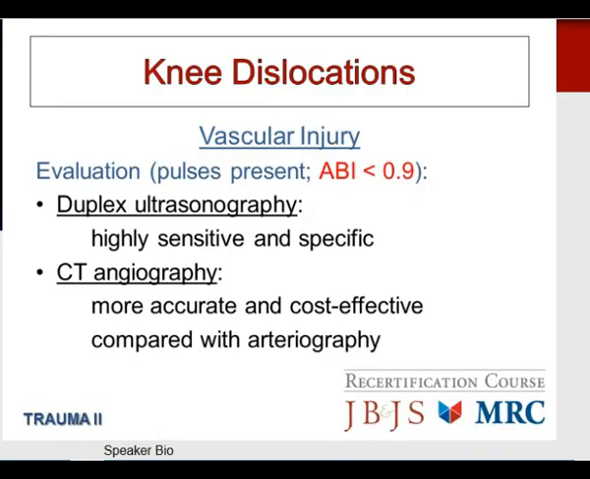So again, for vascular injuries, if the pulses are present post-reduction and the ABI is less than 0.9, the patient requires additional diagnostic workup. That can be performed with a duplex ultrasound study, which is highly sensitive and specific. More commonly now, a CT angiogram is typically performed. It's more accurate and cost-effective compared with a conventional arteriogram.